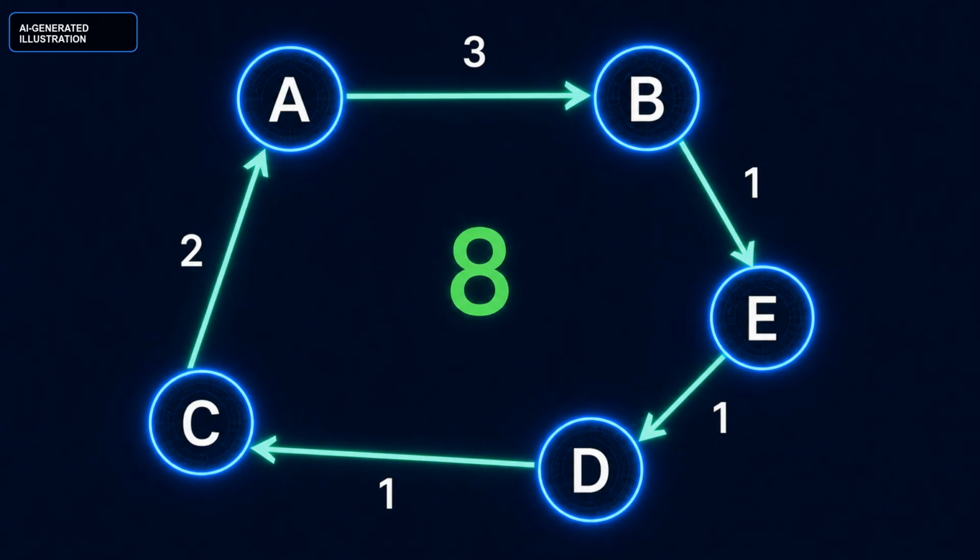Now stop choosing one edge at a time and compare complete tours. This order is valid. A to B costs 3, B to E costs 1, E to D costs 1, D to C costs 1, and C back to A costs 2. 3 plus 1 plus 1 plus 1 plus 2 is 8.